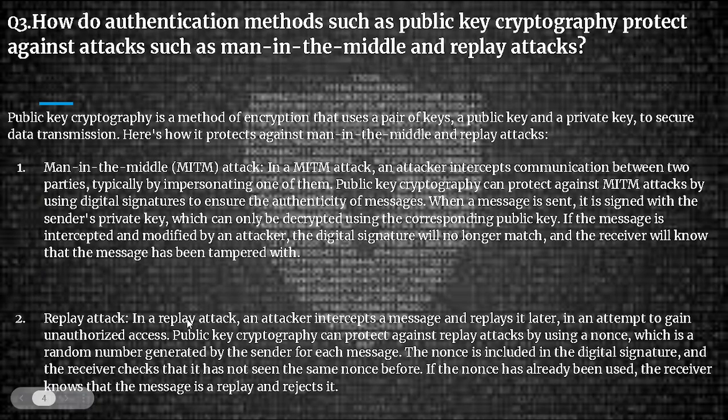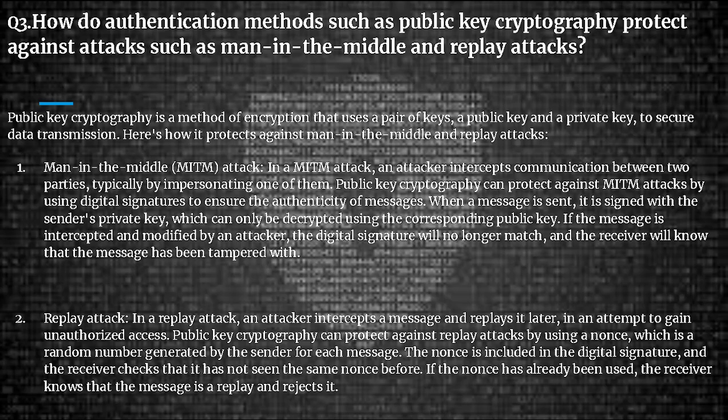How do authentication methods such as public key cryptography protect against attacks such as man in the middle attack and replay attack? When we talk about man in the middle attack, an attacker intercepts communication between two parties, typically by impersonating one of them. Public key cryptography can protect against man in the middle attack by using digital signatures to ensure the authenticity of messages.